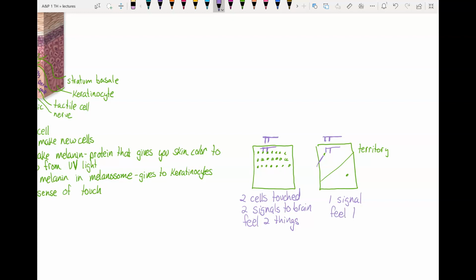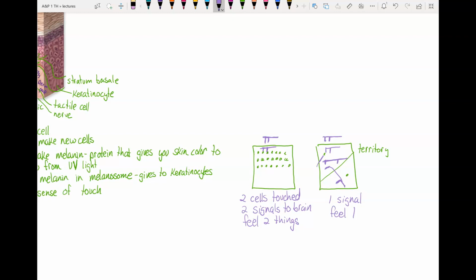Okay, we can move the caliper apart. We could make it go like here and then put the other point clear over here. As long as they're in the same territory, you will still only feel 1 thing. You have to get the caliper so that the 2 points are in 2 different territories. And if you can get the 2 points in 2 different territories, then you will feel 2 things. And that's what you're going to do in lab.